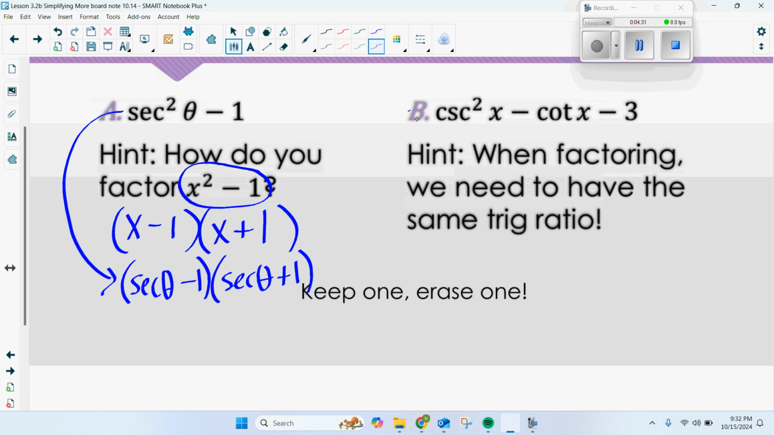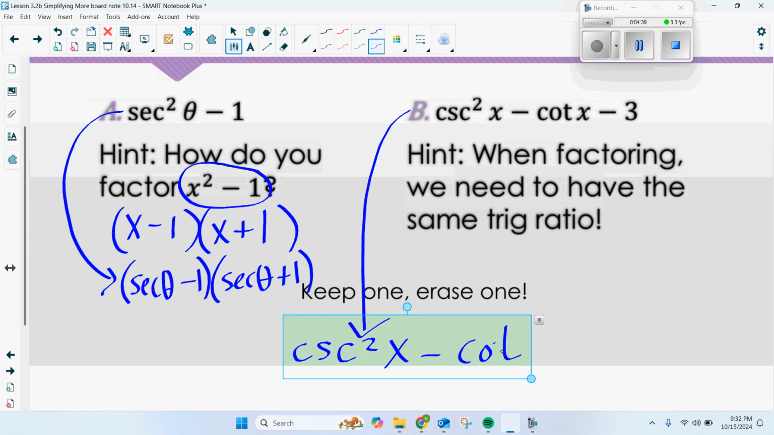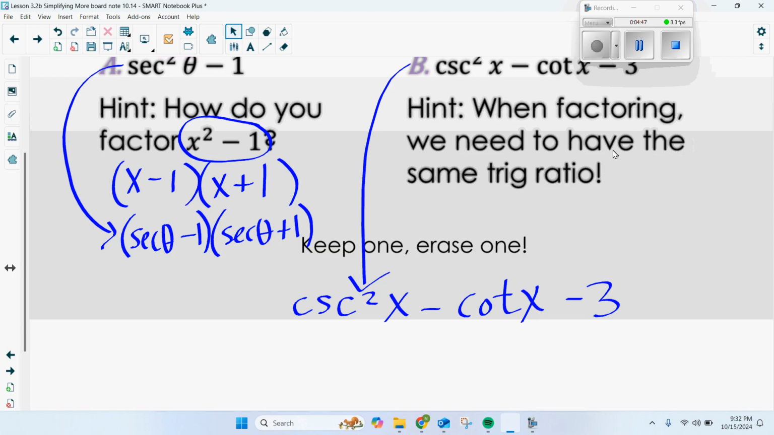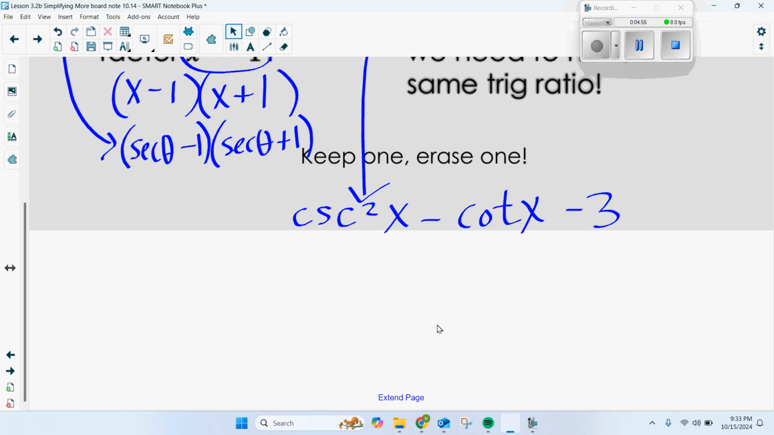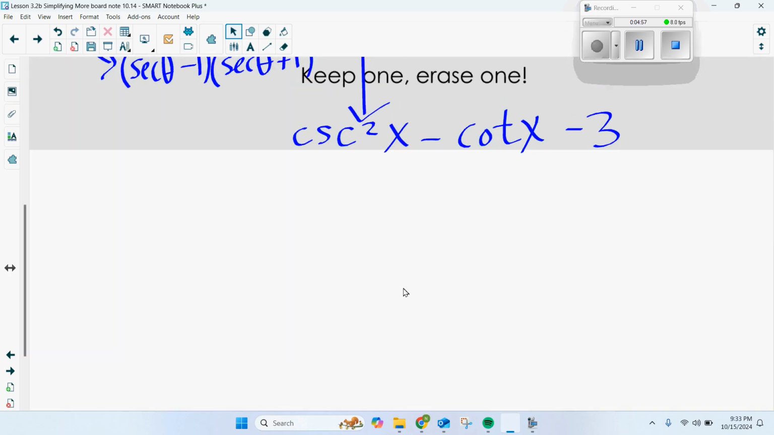Now B, I'm going to write down here and extend the page so I have a little more space. B is doubly funky and fun because it has 3 terms, so it's a trinomial, but also you have this hint here. When you're factoring, you need to make sure you have the same trig ratio. Here is where those Pythagorean identities are going to be really helpful. I can't just replace this with that. I can't say this is x squared minus x minus 3 because it's not, because cotangent and cosecant are not the same thing. So I can't do that.